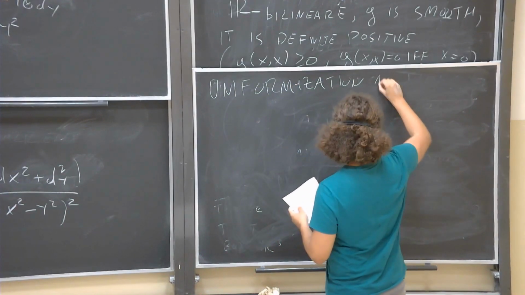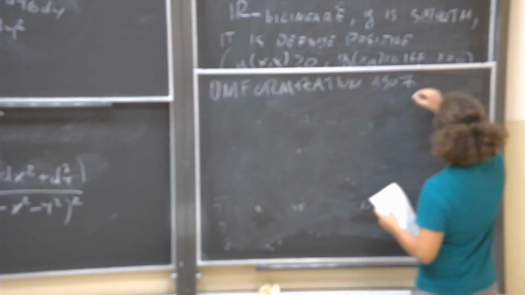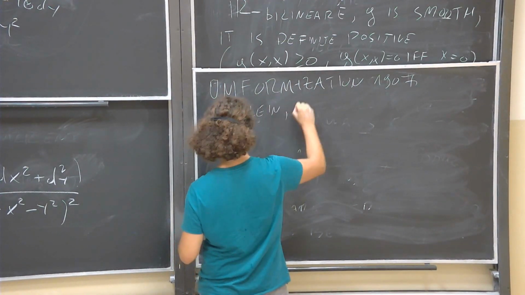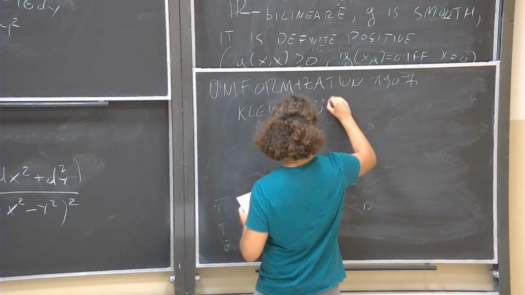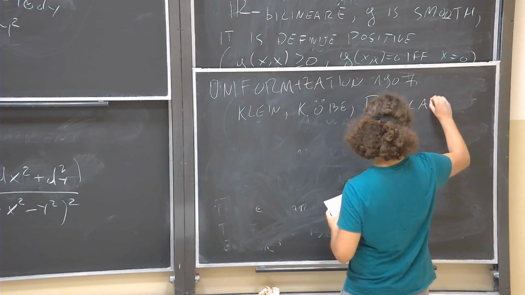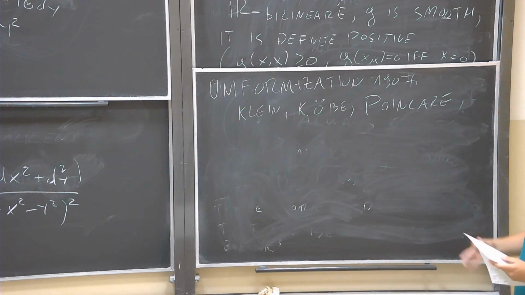It's from 1907, and it's due more or less to a lot of different efforts of different mathematicians. Some of the most important contributions are by Poincaré, which is pretty famous, Klein, which is pretty famous, and Koebe, which is less famous, actually.